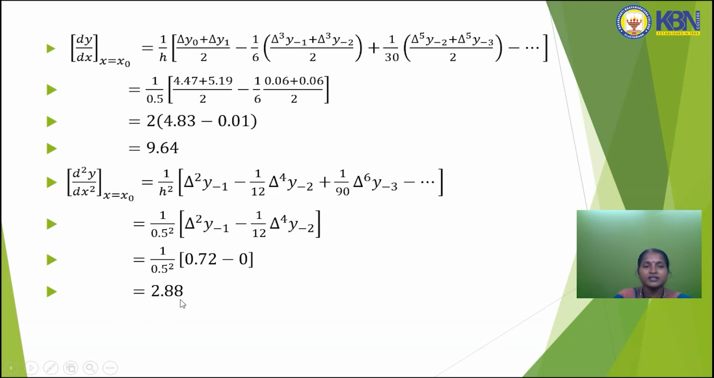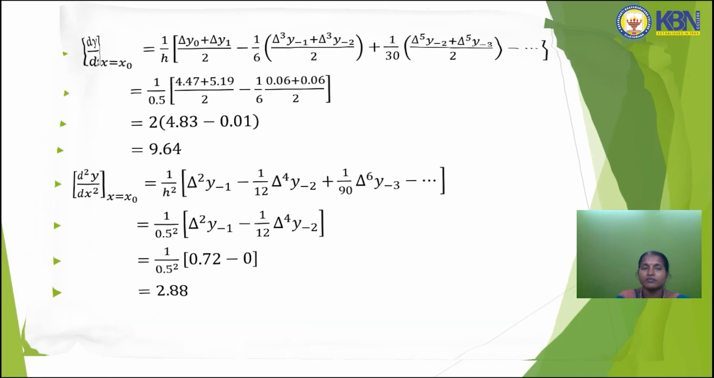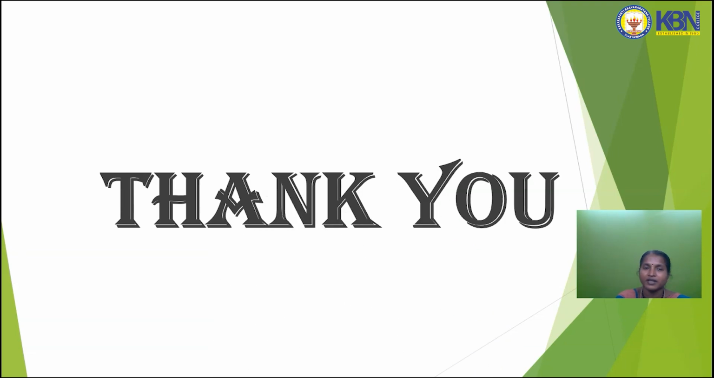By using Stirling's formula in numerical differentiation we can find the first derivative 9.64 and the second derivative 2.88. So in this session we learned two methods. By using Newton forward interpolation formula we can evaluate the first derivative and second derivative. And the second method is derivatives by using Stirling's formula, where we can also evaluate the first and second derivative. In a similar manner we can do it with the Newton backward interpolation formula. Okay, thank you.